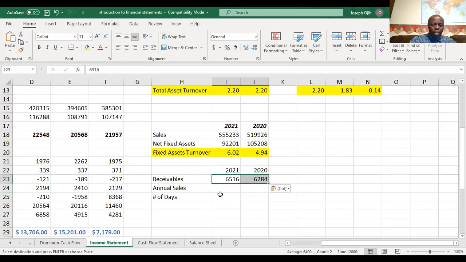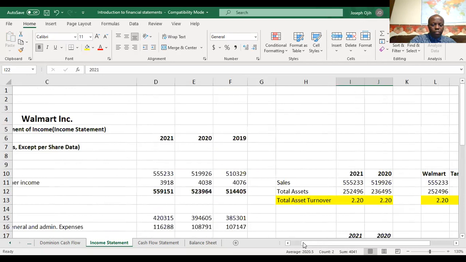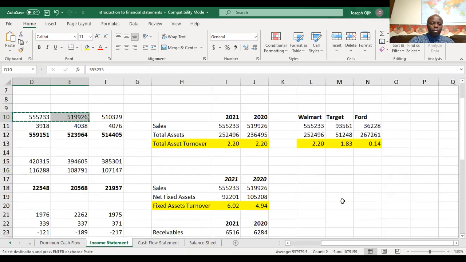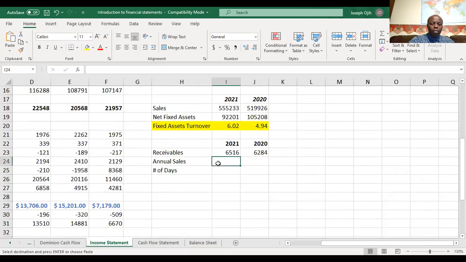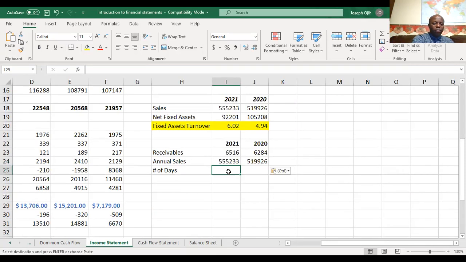Now annual sales you can get from the income statement here, Walmart. I'll make this bold. You can see the sales right there. Copy it and then paste it there. Okay. So we can put 365 days in a year.